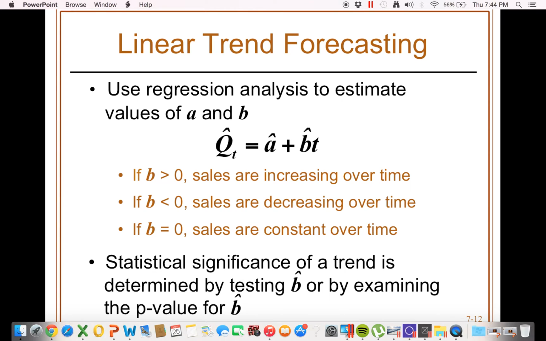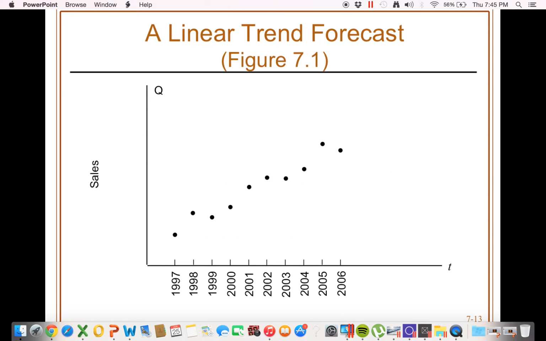The statistical significance of a trend is determined by testing B hat or examining the p-value of B, which is what we did last class. We showed you how to go through and look at that parameter's statistical significance. In fact, that was even one of the questions we were talking about. Okay, so here's an example of what we were just discussing. You see all these years, and obviously this is very dated data, but you see all these years of data for sales over time. And this is a time series, right?